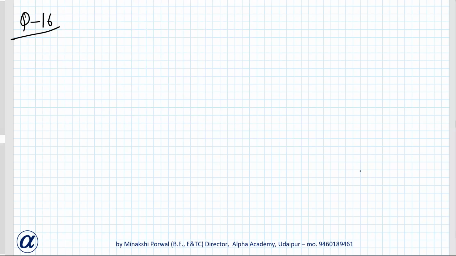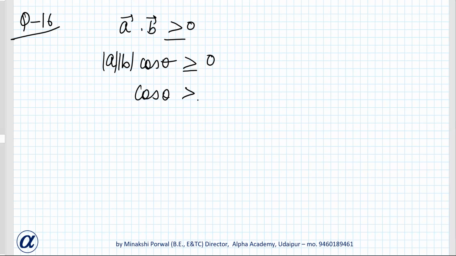Okay, now they are MCQs. If theta is the angle between two vectors and A dot B is greater than or equal to 0, what will be the value of theta, they are asking. So A dot B means mod of A, mod of B, cos theta is greater than or equal to 0. So cos theta is greater than or equal to 0 only when theta is between 0 and pi by 2.